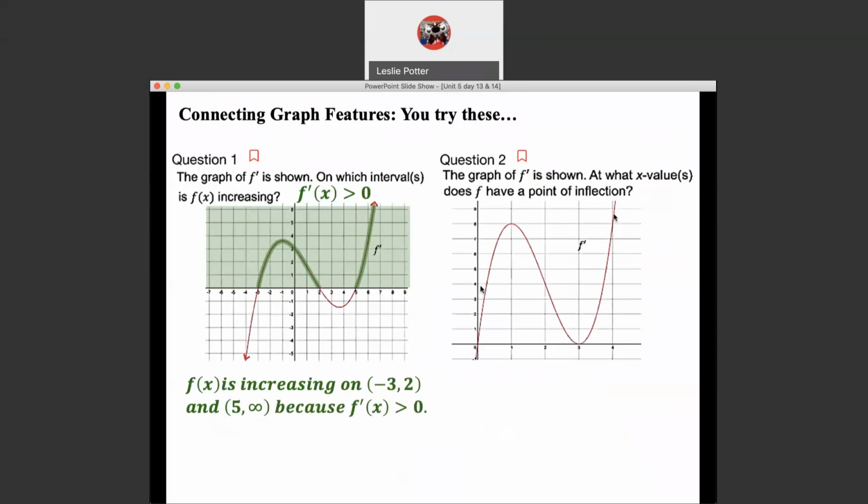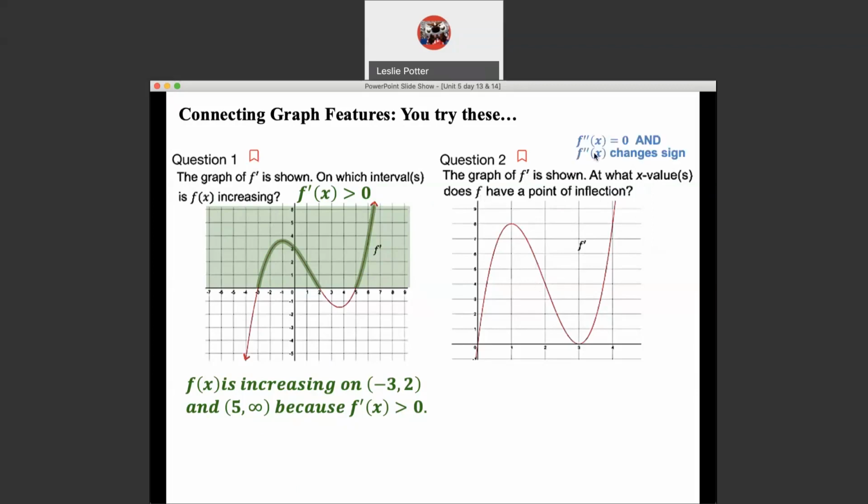We have the graph of the first derivative. Actually, before I answer question 2, observe the fact that when I give you the first derivative, we can draw conclusions about the characteristics of f of x. And we can draw characteristics about points of inflection, which would be f double prime. We can back off one and go forward one into our graphs. The graph of the derivative is shown. At what x values does f have a point of inflection?